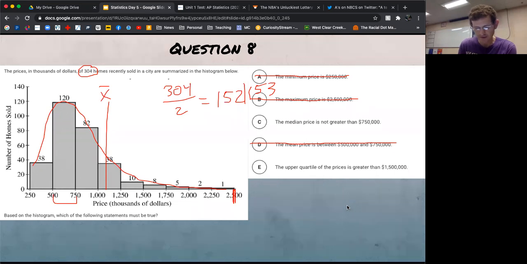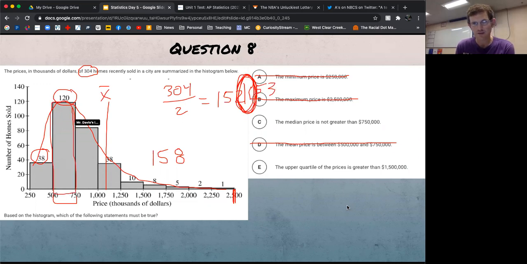I don't have it all laid out in a line, but I do know here's the 38 lowest. Here's the next 120 lowest. So if I add that up, 120 plus 38 is 158. Well, looky there. I know that this median right here has to be found in this column.